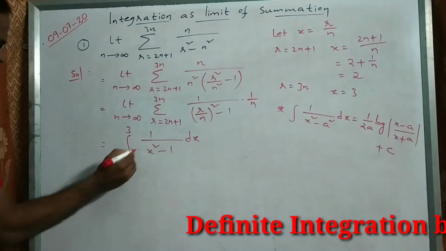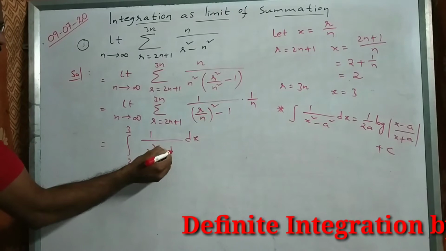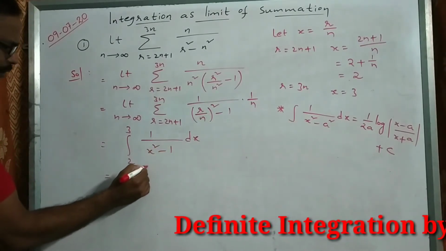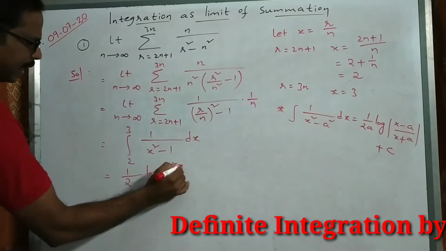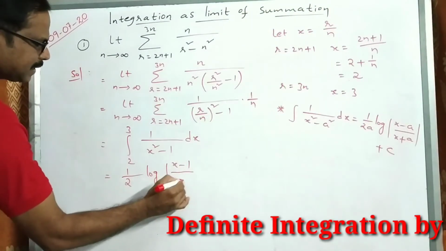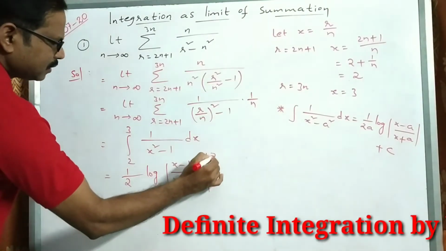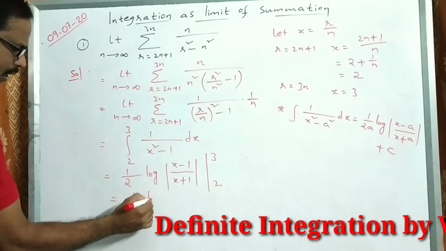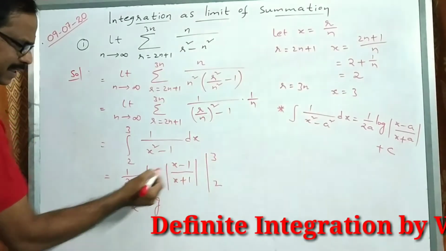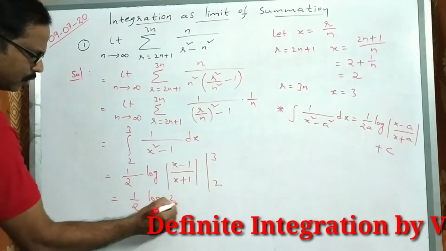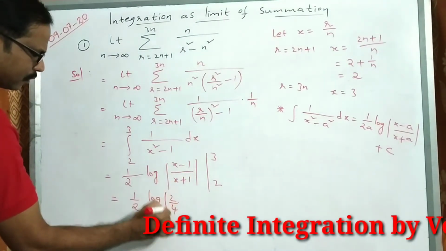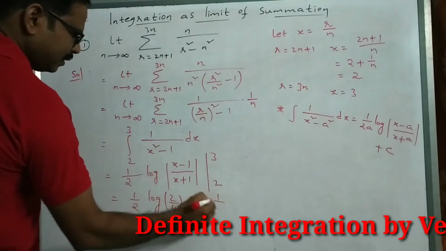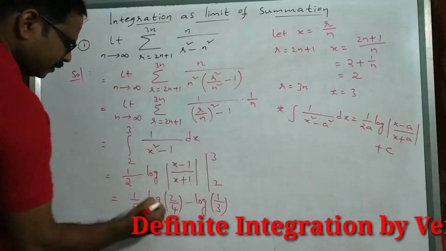So what do we write here? Instead of a we take 1. So 1 by 2 into a value 1, log mod x minus a by x plus a. What are the limits? 3, 2. So 1 by 2 log, instead of x keep 3, 3 minus 1, 2 by 3 plus 1, 4, minus log 2 minus 1, 1, 2 plus 1, 3. Okay?